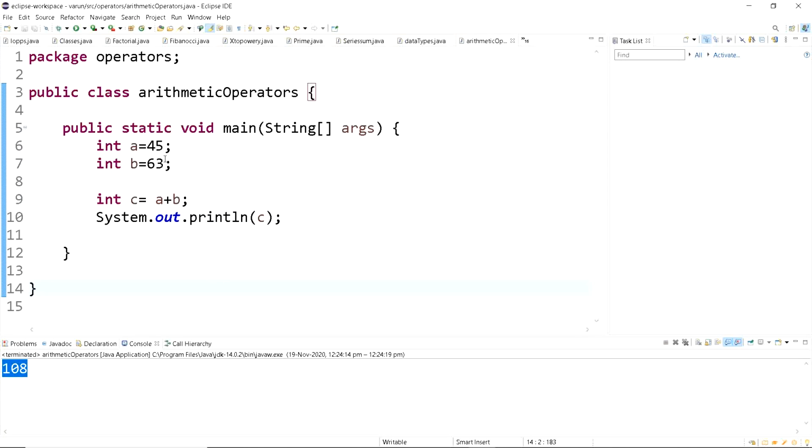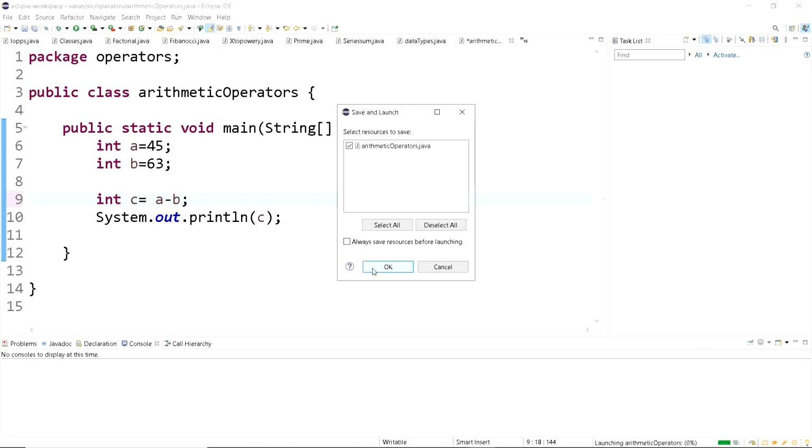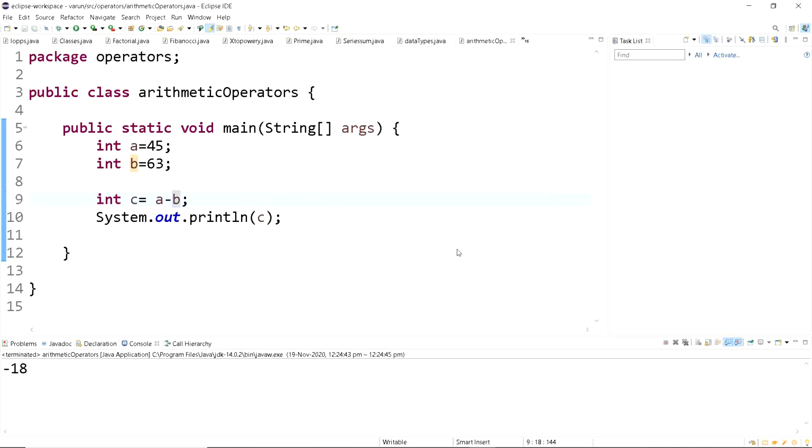So what happened here was we've declared a variable called a and given a value 45, and to b we have given a value 63. We have added both of them and stored the result in a variable called c, and we have printed out c. So the value here is 108. Now let's subtract both of them, a minus b. You got the answer minus 18 here.